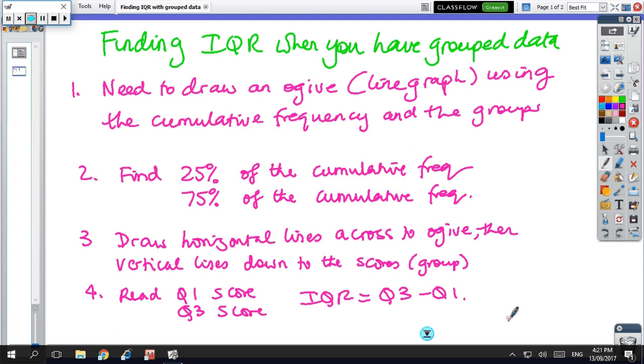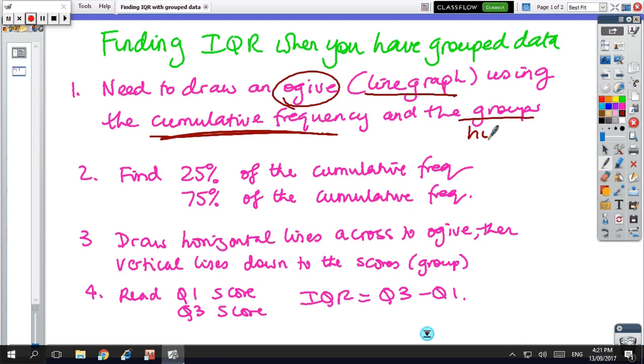Okay, so now we're looking at interquartile range when you have grouped data, not small sets of data. So these are the steps to follow, and again, hopefully you understand some of these words. First thing we have to do is draw an ogive, which is just the line graph using the cumulative frequency, okay? And obviously on the horizontal scale, we've got the groups.